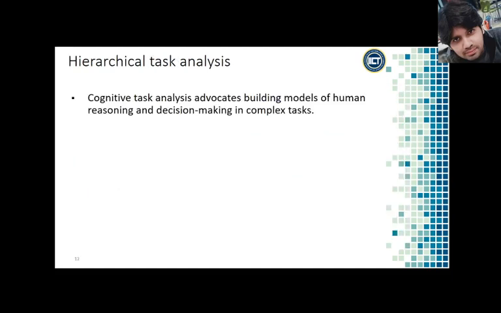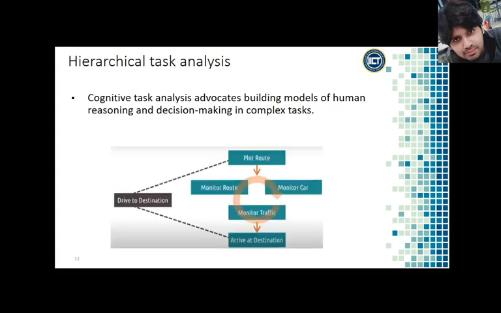Now, another characteristic of cognitive task analysis is hierarchical task analysis, and we'll discuss that in a while. That's why we call them hierarchical. Cognitive task analysis advocates building models of human reasoning and decision making in complex tasks. However, a challenge presented here is that very often large tasks are actually composed of many smaller tasks. We can see this plainly present in our cognitive model of driving. These tasks are so high level that it's almost not useful to describe driving in these terms.